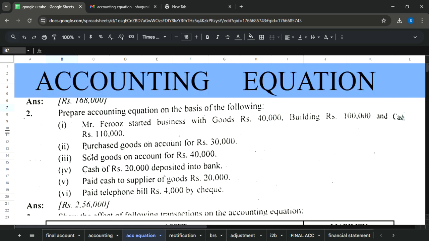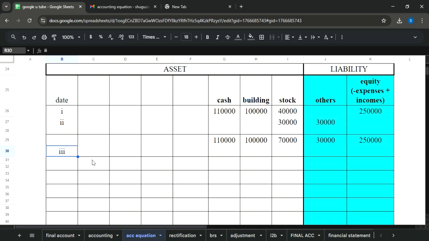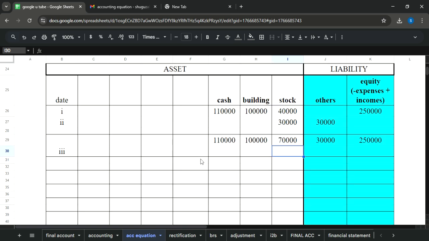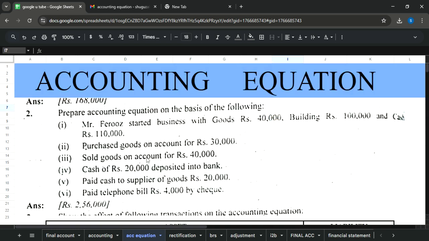Entry 3 is saying sold goods on account. As usual, on account means you have not received the amount and you have not paid the amount. In this case, goods were sold, goods were going out, goods are decreasing. You will come to the stock account, and here, look, the 40,000 amount would be written here because goods are going out. There is a decrease in goods. On the other hand, you have not received the amount. The amount is still receivable.